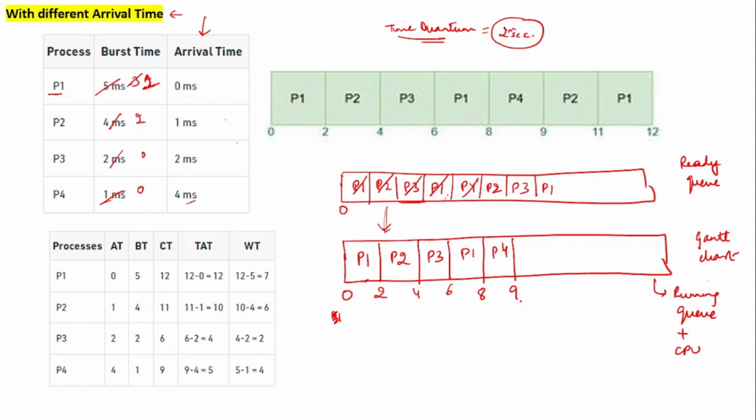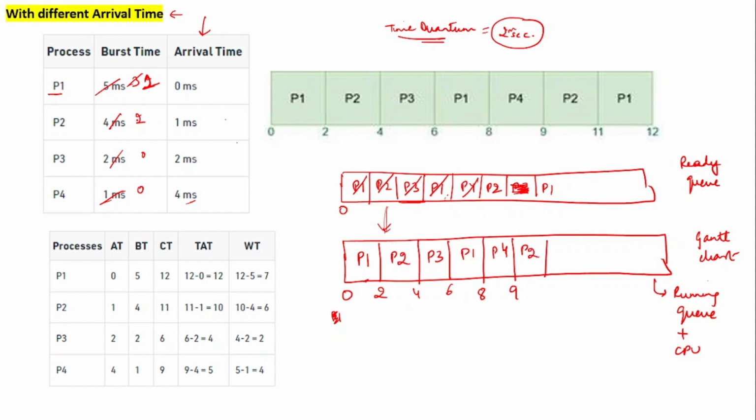So this is till 9. Now since P4 is finished, I will no longer add P4 here. Even P3 I don't have to add here, because P3 was also gone after its completion. So after P4 I only have P2 with me.